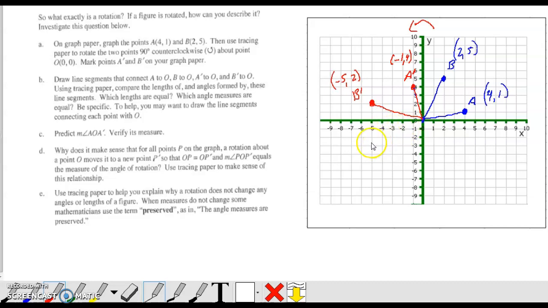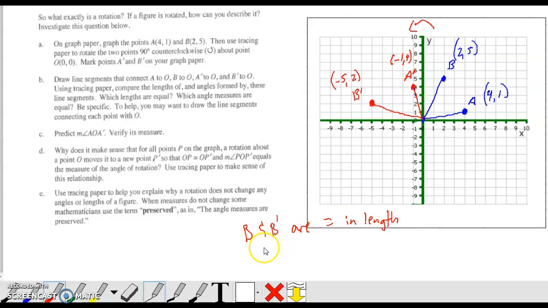What I want you to do, if you have not already done it, using your tracing paper, is compare the lengths and angles formed. You're going to trace this image, and then rotate, and put it exactly onto this image. What you should notice is that B and B prime are equal in length.